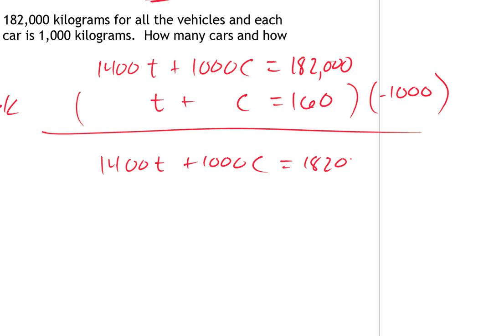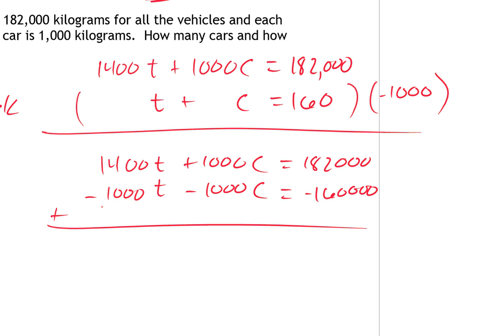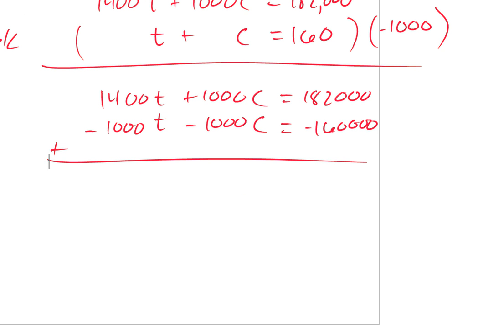The second equation would become negative 1000t minus 1000c equals, oh my gosh, so that's negative 160,000? Yep. And if I combine these, I can see that C is going to be eliminated. There'll be no C's left, and I would have 400t equals positive 22,000. So T is 55. So there were 55 trucks.